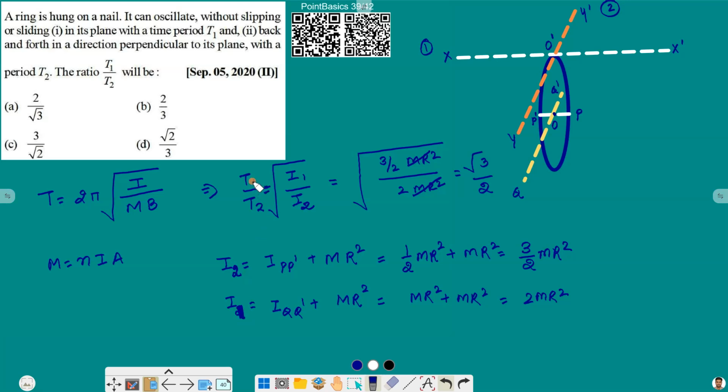So this will be T2 by T1, or we can simply say, okay, T2 by T1, and here we will have I2 and I1. Now it will be okay. So let's move to the next one.